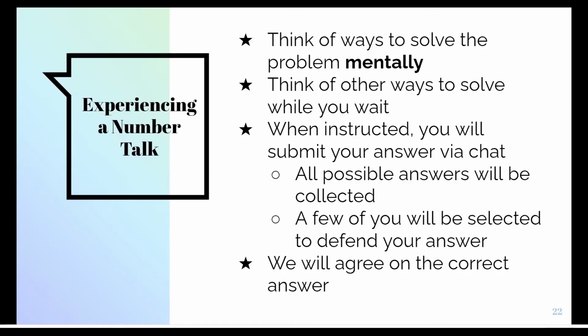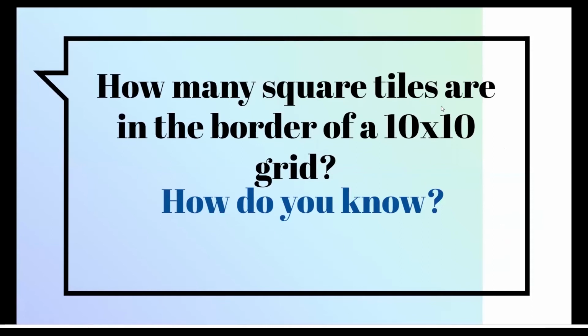Then I'm going to stop sharing my screen, and then I'm going to give you a signal. Once I give you a signal, you're going to enter the answer in chat. All answers will be collected, but only a few of you will be selected to defend your answer. And then we will collectively agree on the correct answer. So remember, we're going to try out the norms that we talked about using this math routine. I'm going to show you an image only for a few seconds. And the question that goes with the image is this one. How many square tiles are in the border of a 10 by 10 grid? How do you know? I'm only going to show it to you for a few seconds, and please keep your answers and your strategies to yourself, and don't put anything in chat.